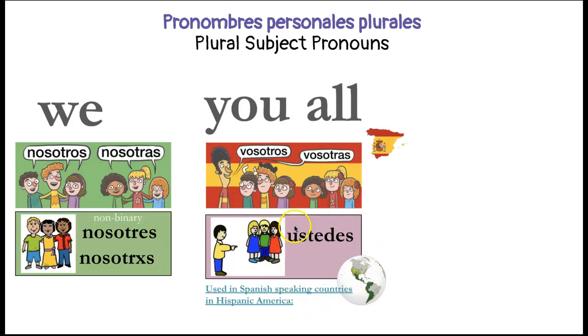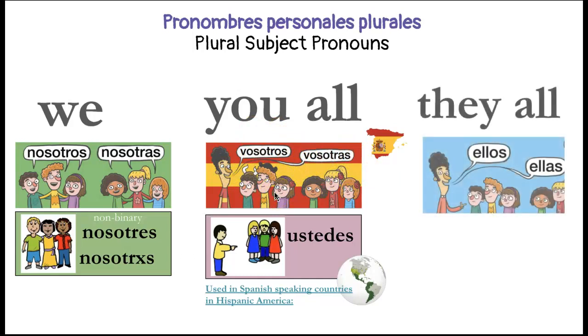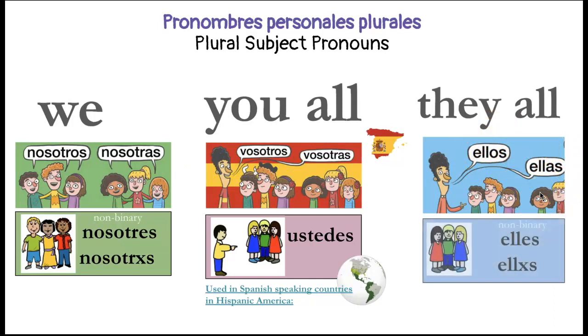Okay, so we all use ustedes, and as you can see, ustedes can refer to males, females, and non-binary. But vosotros and vosotras have the same thing as nosotros and nosotras. You have to use vosotres for non-binary, because vosotras is only for females, and vosotros is males or a group of females and males. And then we have they all. We have ellos, ellas. So again, ellos is masculine plural, ellas is feminine plural, and then the non-binary form, you can guess it will be ellas, right?